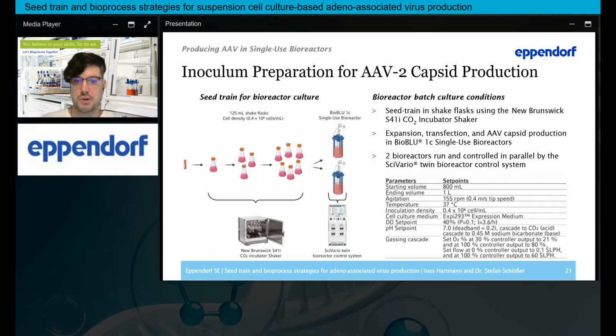All these parameters were controlled by the Biostat Twin bioreactor control system, which you can see on the right side at the bottom. And this is a bioreactor control system where you can connect 2 bioreactors at the same time, and you can control them individually or in parallel. And in our case, we chose to use them in parallel. In that case, we also had a repetition of our experiment right out of the box.